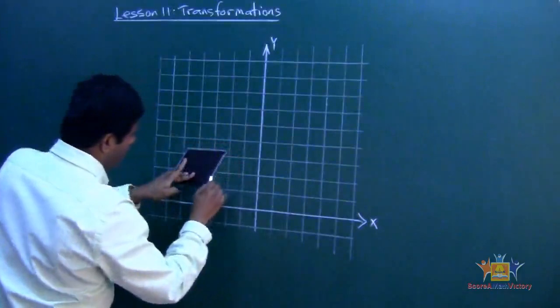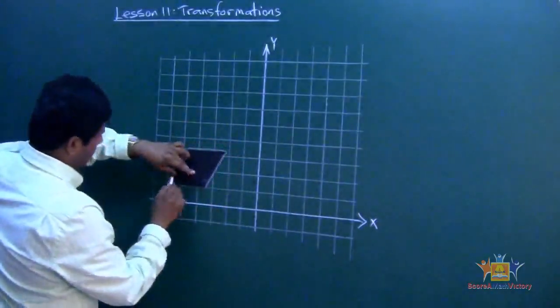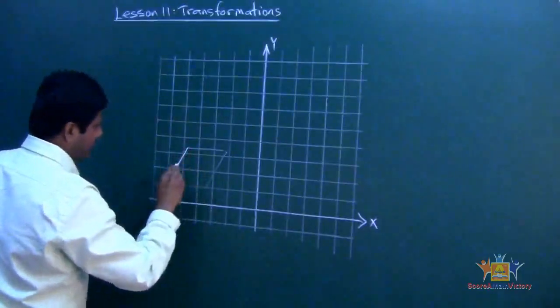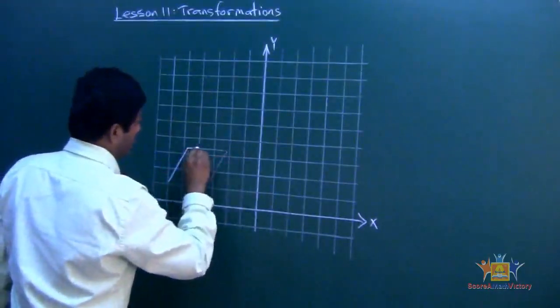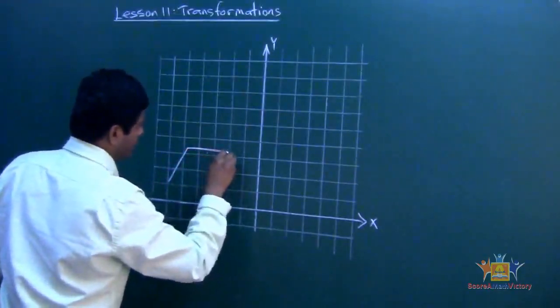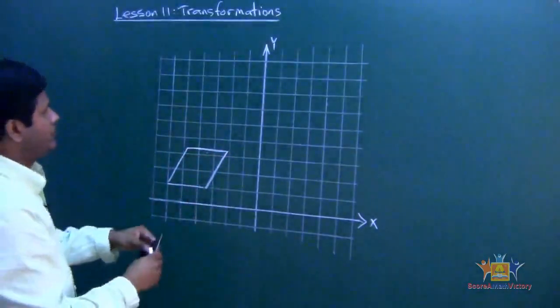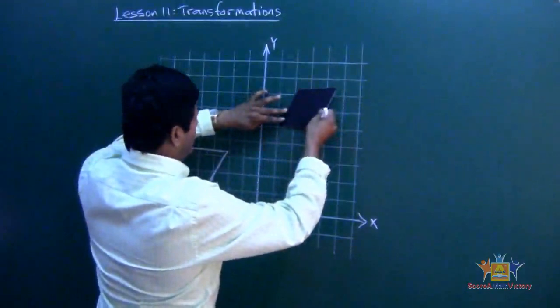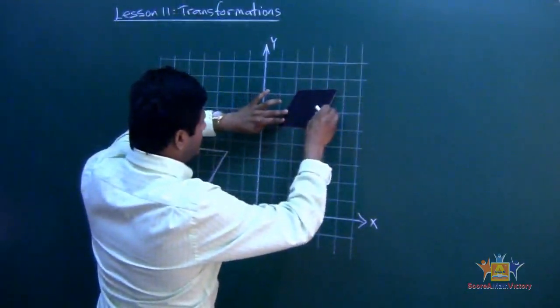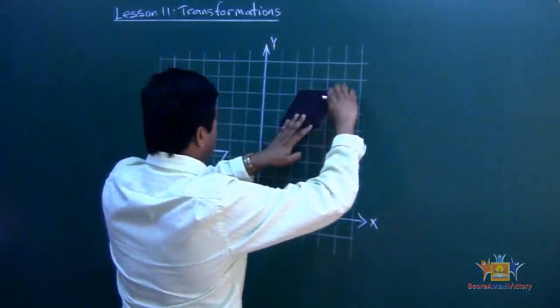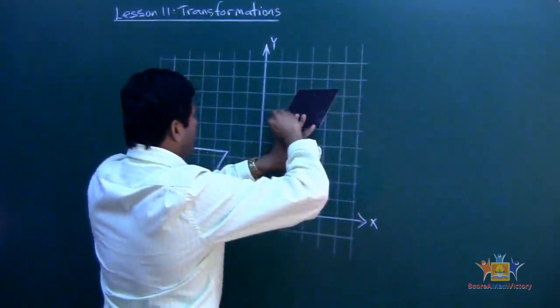So I want to transform this object. Let's darken it. This is the object, and I want to transform it. Let's say I want to move it up to right here. Let me trace the image. So now you have the image.